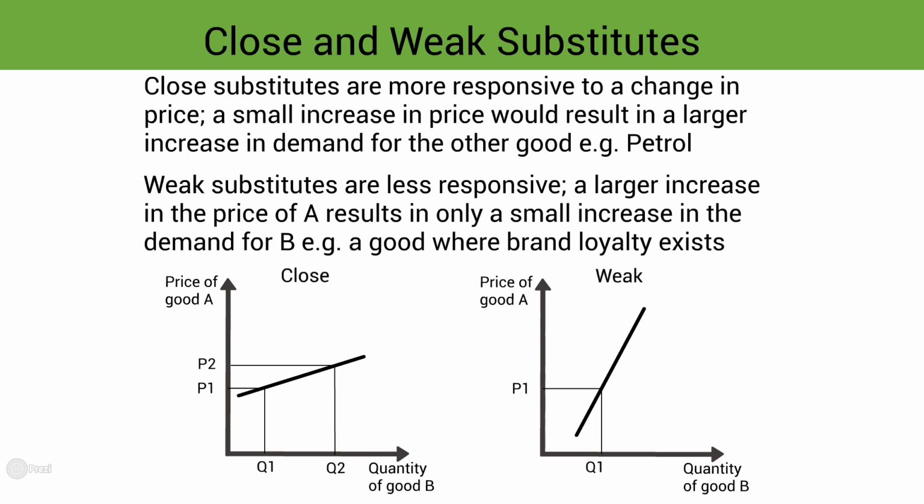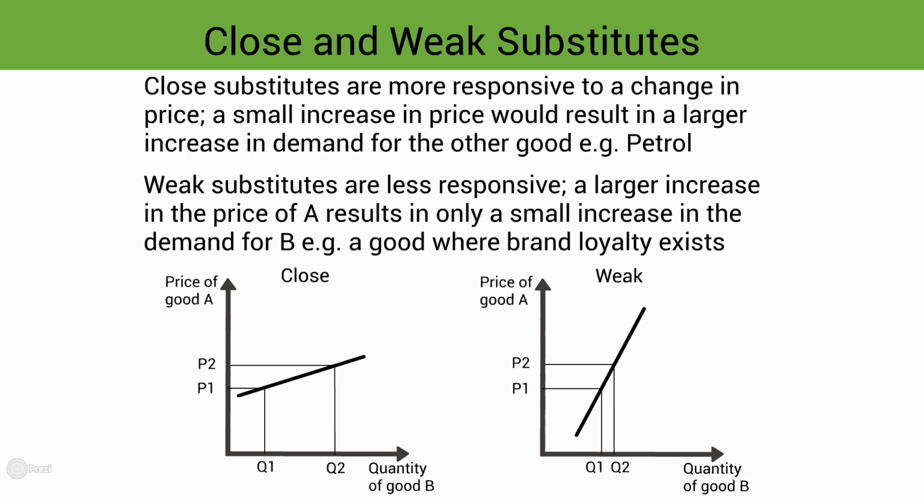The diagram on the right is for weak substitutes. With weak substitutes, the same increase in the price from P1 to P2 results in a small increase in the quantity demanded of good B. If you compare Q1 to Q2 for close substitutes, there is a large increase, and Q1 to Q2 for weak substitutes, there is only a small increase in quantity demanded.